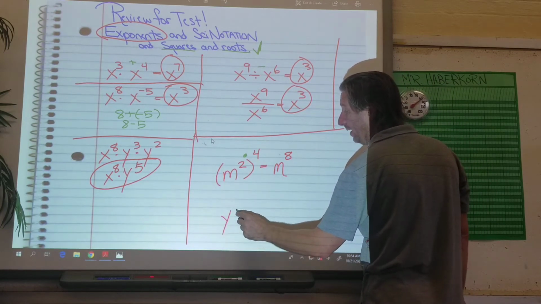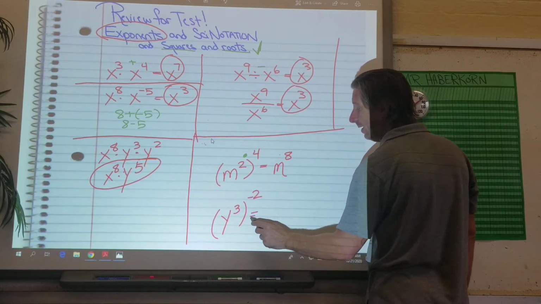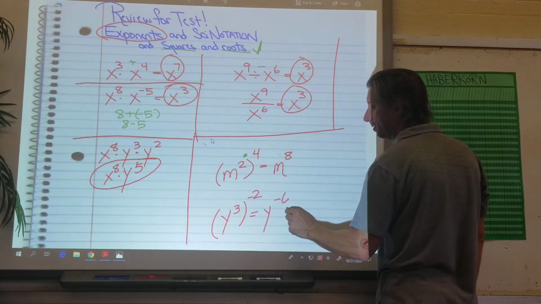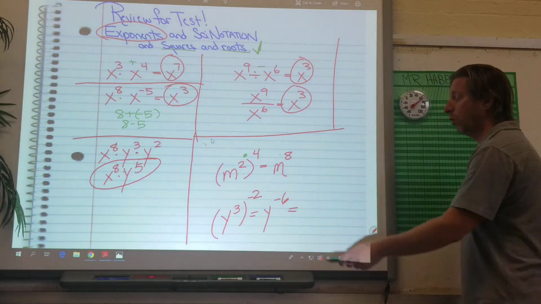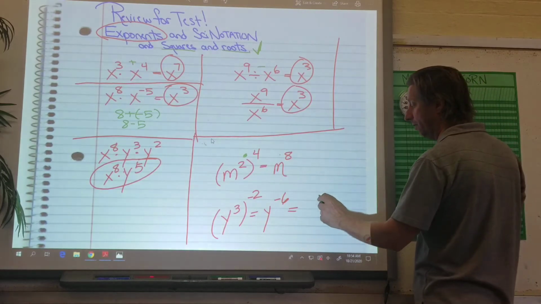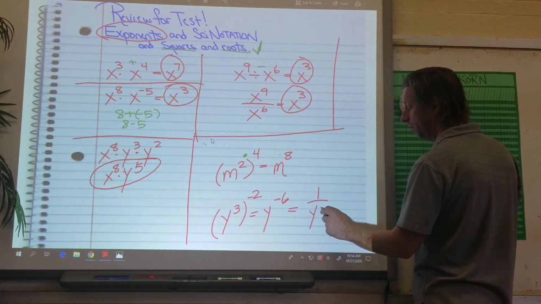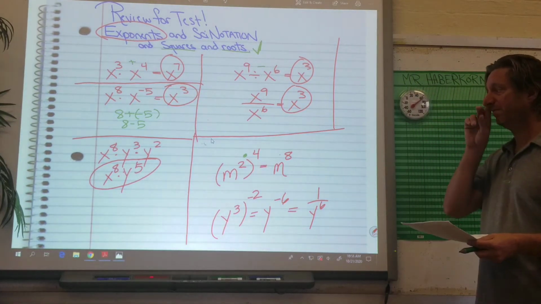They could also have a negative in it. And I end up with y to the negative 6th. Okay, so now we get into the tricky stuff. What do we do when we have a negative? That's not our answer. We have to get rid of the negative, right? By putting it on the bottom of a fraction.